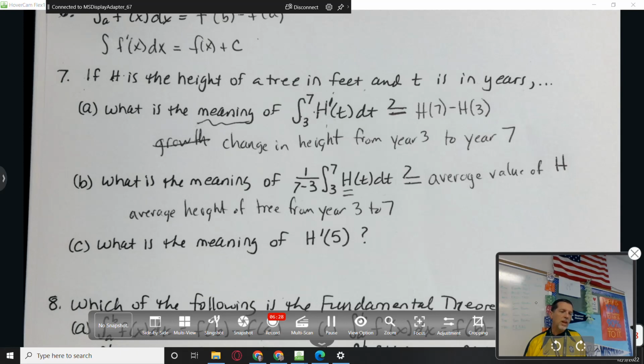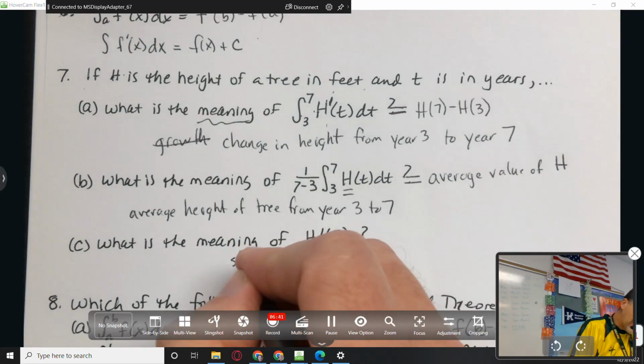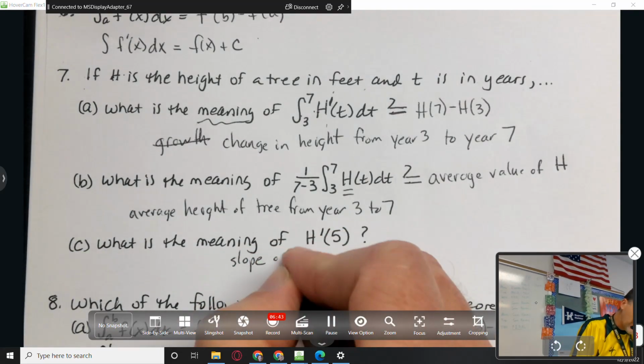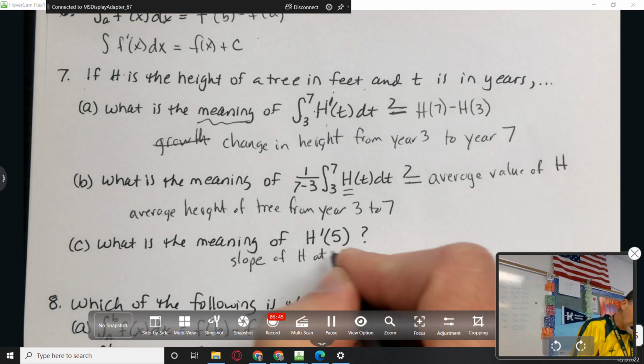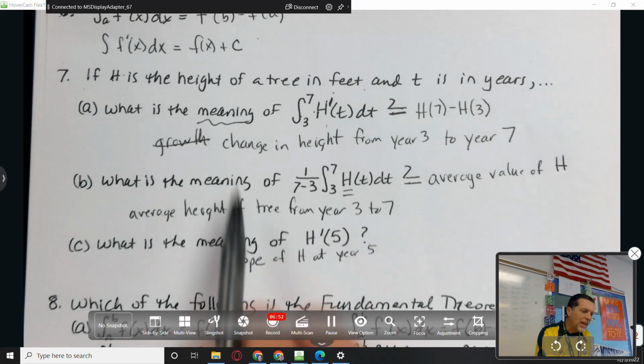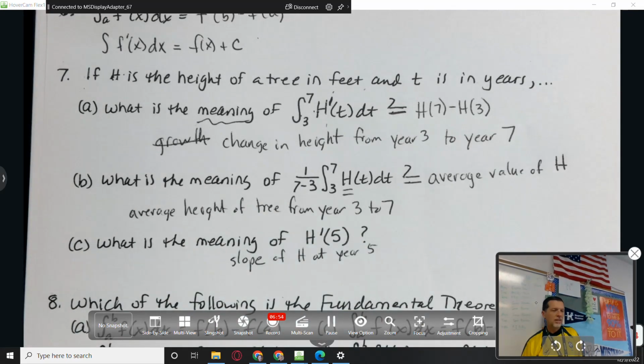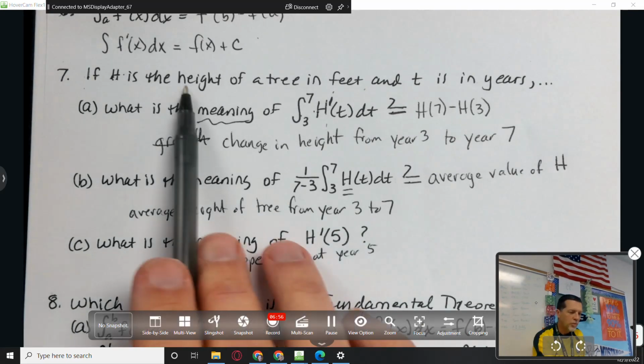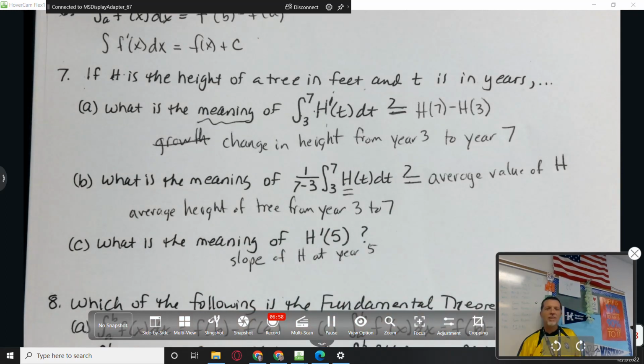What is the meaning of h prime at 5? So what's h prime at 5 mean? The slope of h at 5 years. Okay. That's not a good enough answer yet. Instantaneous change. The slope of h at year 5. So that's not wrong, but that's not a meaning for this problem. So use some of the words in the problem statement.